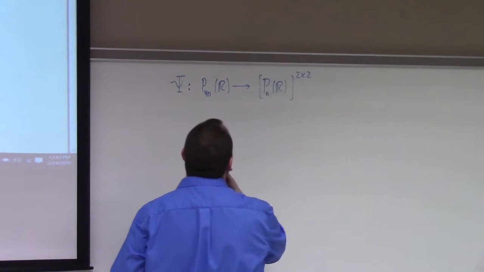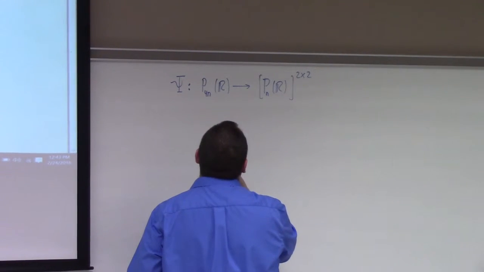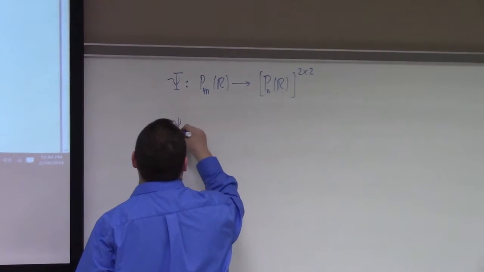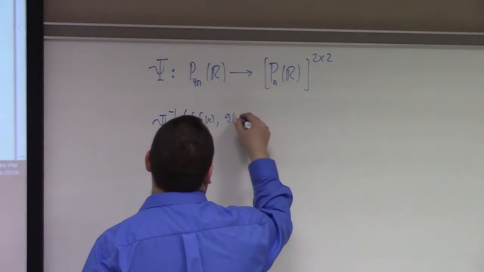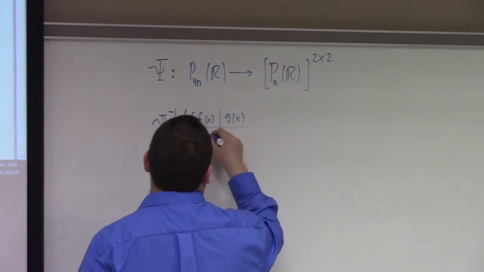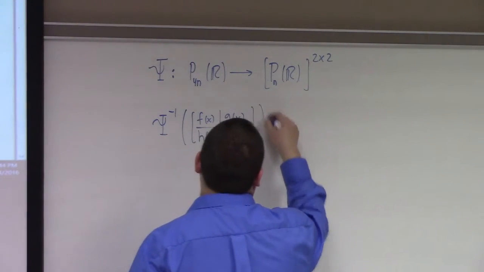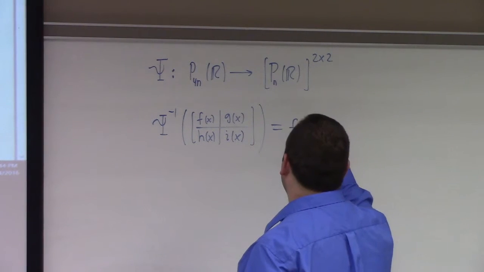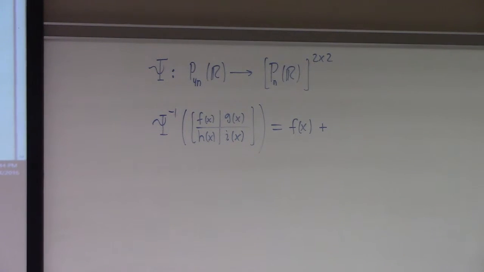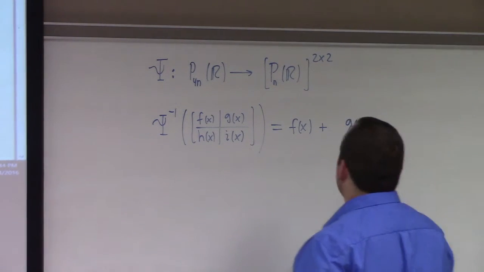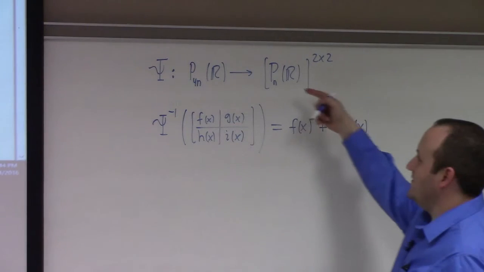So what I would do here, I'll tell you what, I'm actually going to find it more convenient to find the inverse map. So phi inverse of f of x, g of x, h of x, i of x. What would I do? I'll get started with f of x plus what? That's almost right. But notice that I'm trying to map into P4n.